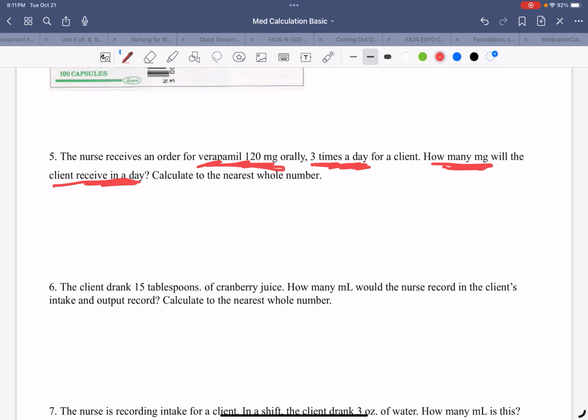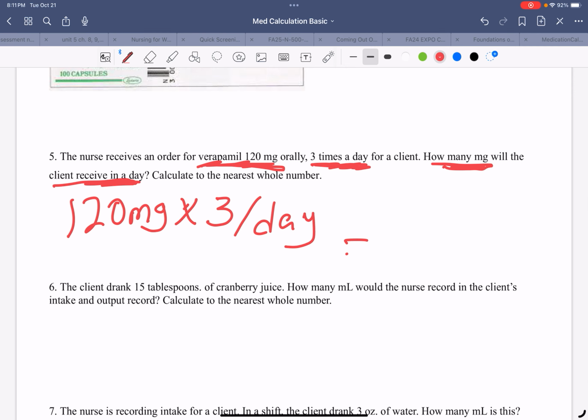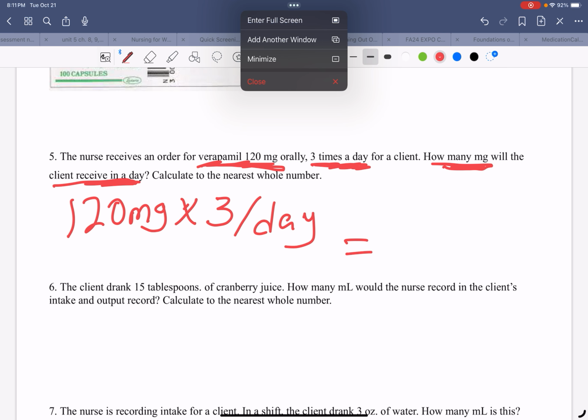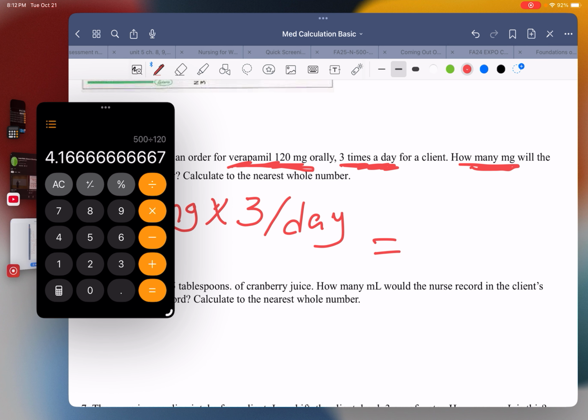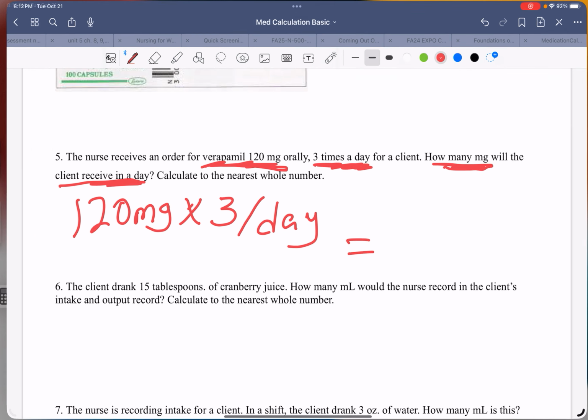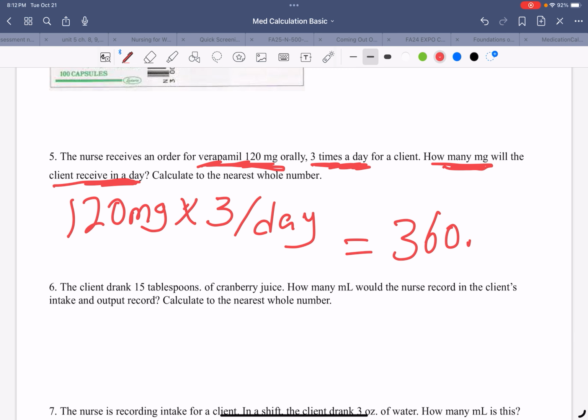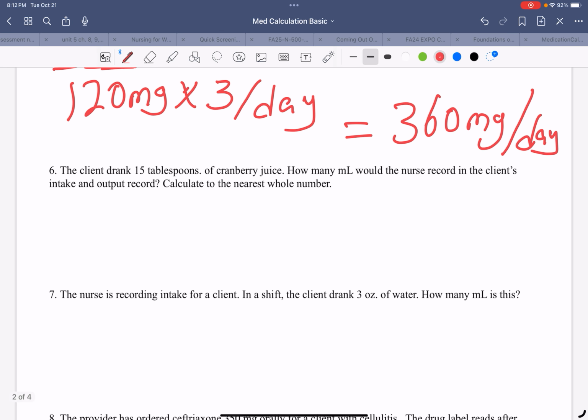So we don't really need to do any conversion. We just need to do 120 multiplied by 3 per day. That will give you 3 times 120. I know it's going to be around 360, but let's consult the calculator. 120 times 3. All right, so that would be 360 milligrams per day. Again, that one is straightforward. All right, let's go ahead to number 6.